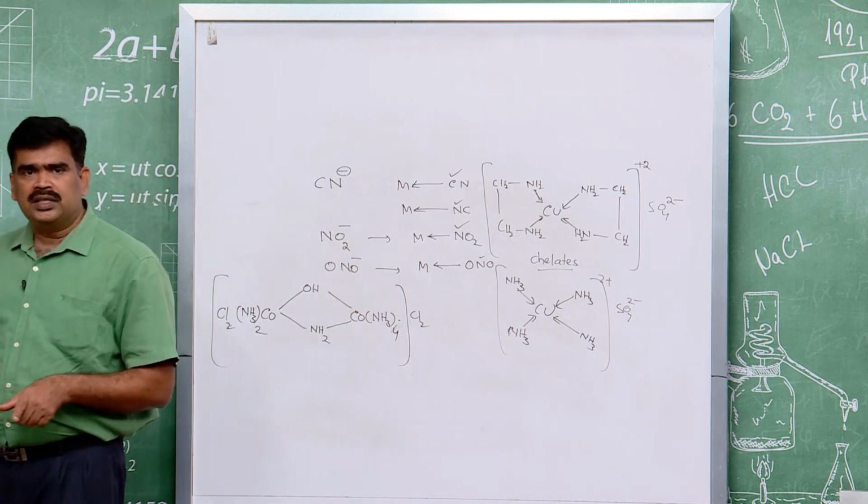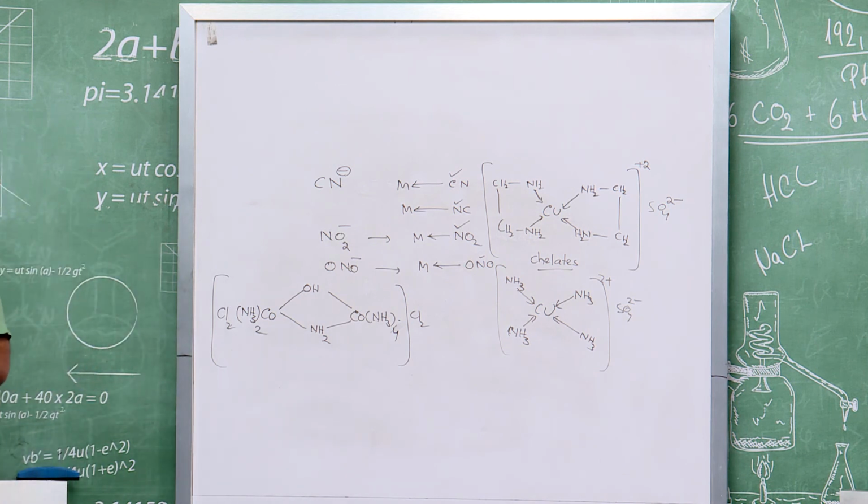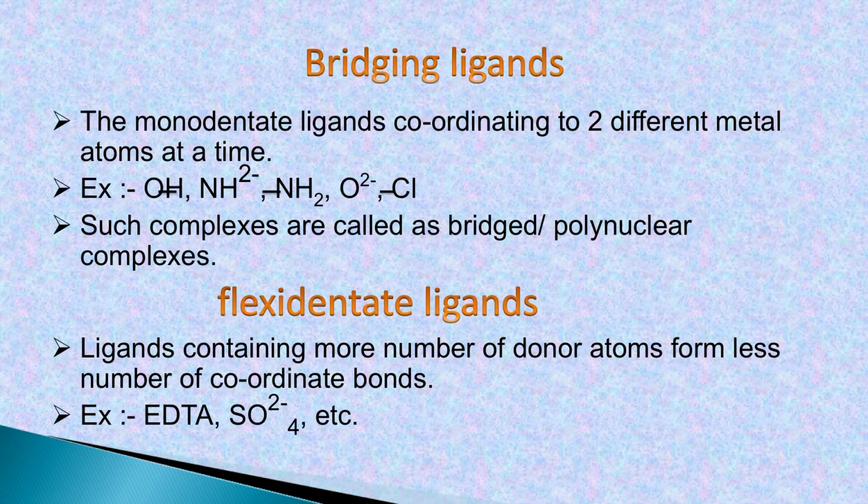That is, the bridging ligands are those ligands which are monodentate, not bidentate. They are all monodentate ligands, but they are coordinated to 2 different metal atoms at a time, forming polynuclear complexes. But in our topic we will not discuss more about the bridging ligands or polynuclear complexes. Another is your flexidentate ligands.